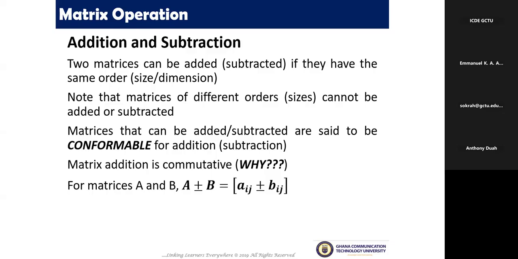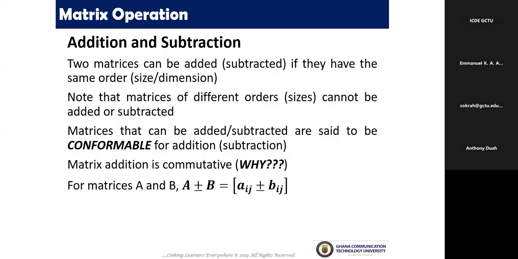That is, you can only add or subtract corresponding entries or corresponding elements. So elements which are found at the same position can be added to each other. But take note that matrices of different orders or sizes cannot be added or subtracted. Before you can add or subtract, they should have the same size, the same dimension, or the same order.